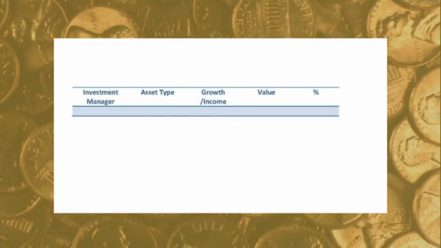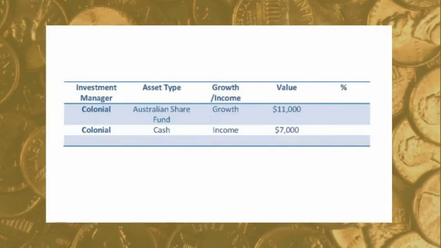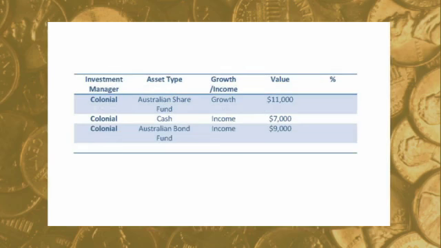Investment manager, asset type, income or growth investment, value, and a percentage column which we'll come to. So you can see our first investment there is a Colonial Australian share fund. It's growth and it's worth $11,000. We've lobbed in a cash investment. It's an income investment for its 7,000. They're all Colonial because we've probably accessed these through a master fund or something. So they're a single investment, single reporting line, but a number of different assets held within that.